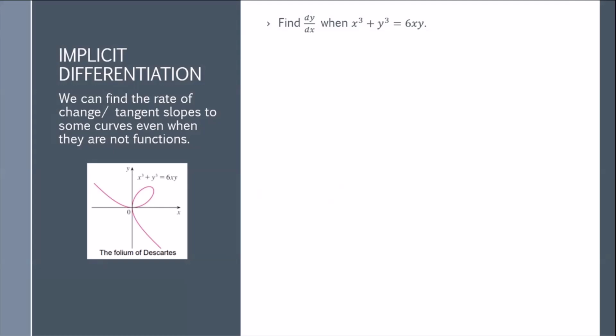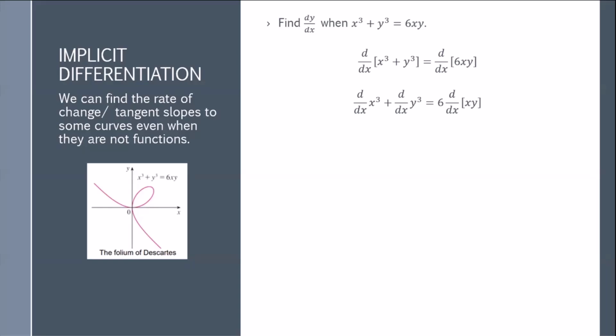But because it's not a function, the tricks that we've learned so far don't really apply that well. So we're going to try and find dy dx when x cubed plus y cubed is equal to 6xy. We take the derivative on both sides. Notice that we've got a sum rule on the left side, and we've got a constant multiple rule on the right side.